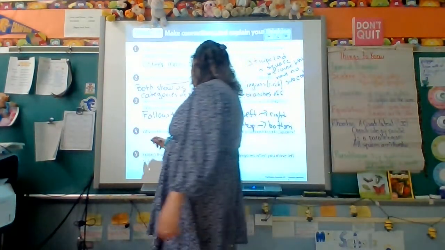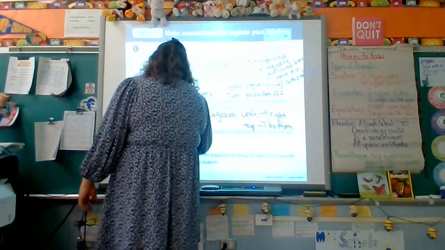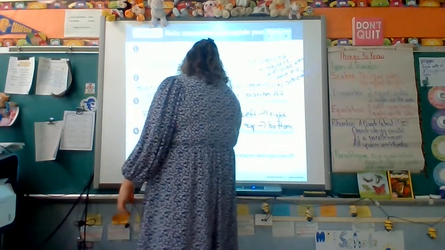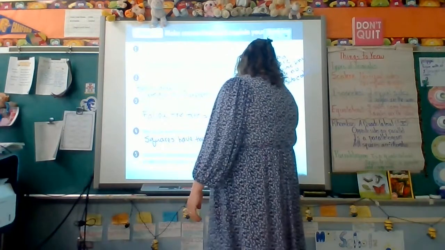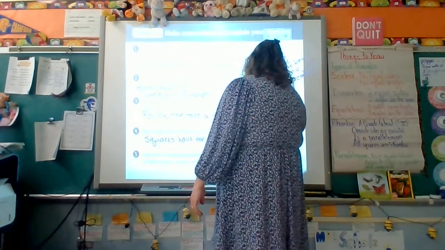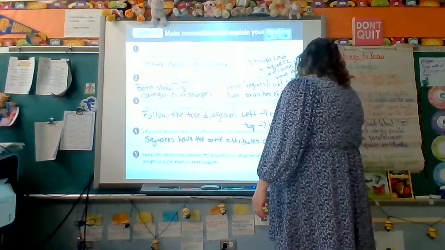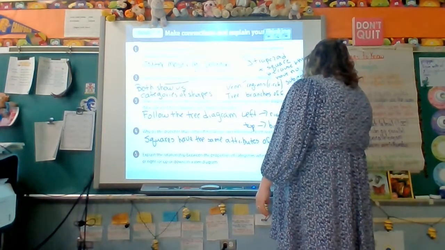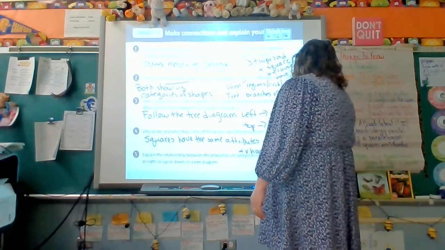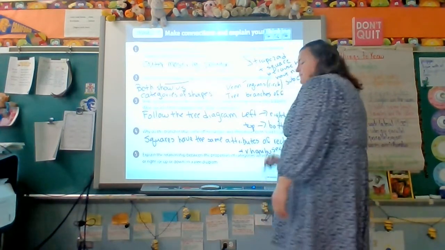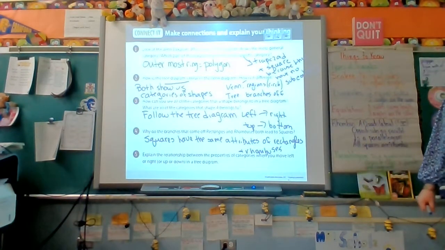So, however you want to write it, squares have the same attributes. We want to start using attributes of rectangles and rhombuses. So that's why.